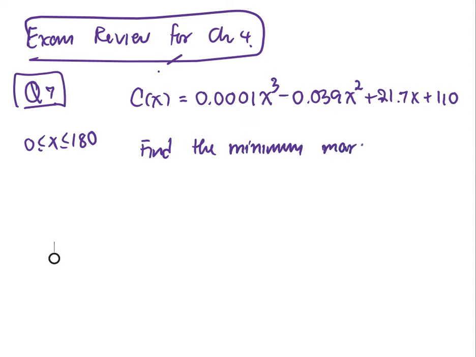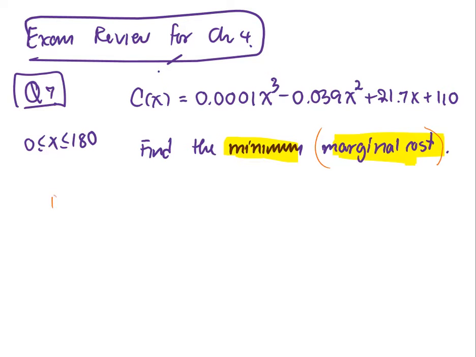marginal cost, and then round to the nearest cent, that means two decimal places. The key terms are minimum and marginal cost. Basically, you are going to find the minimum of this quantity. We don't have the marginal cost yet, so we're going to find the marginal cost.